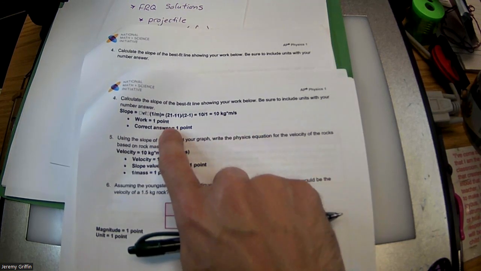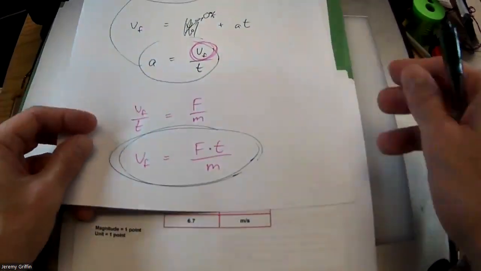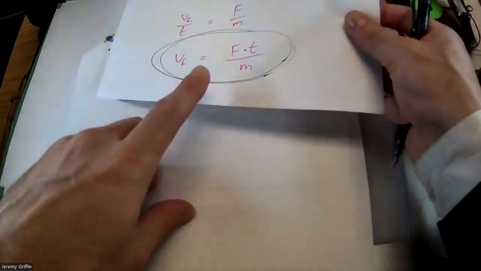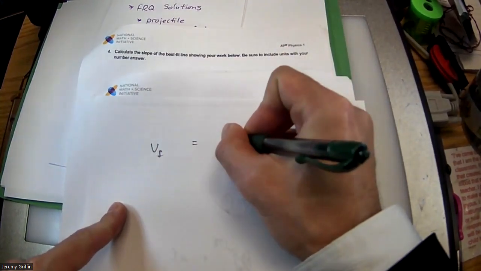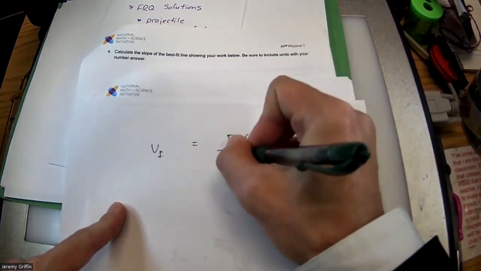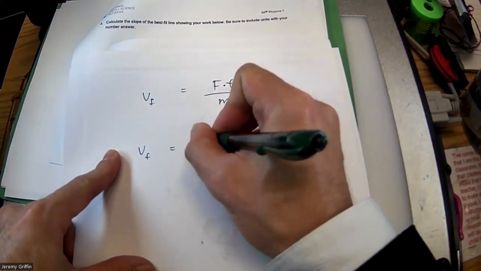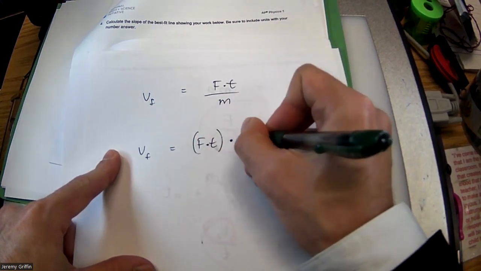So showing your work is the point and getting the correct answer is the point. Okay. Or here, let's look at it from this point of view. Let me continue this. F times T over M is what I had. So velocity final is equal to F times T divided by mass of the rock. Or if you write it this way, velocity final equals force times time, all times 1 over the mass.